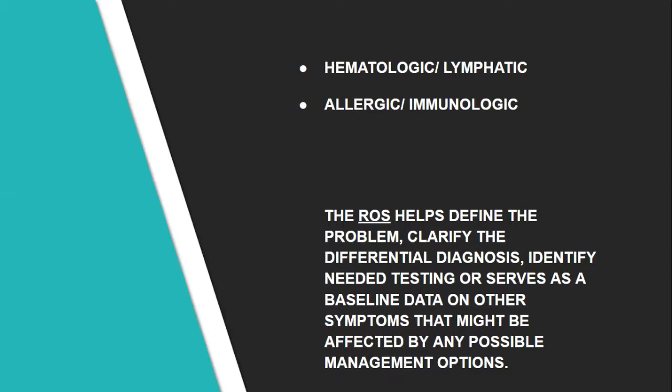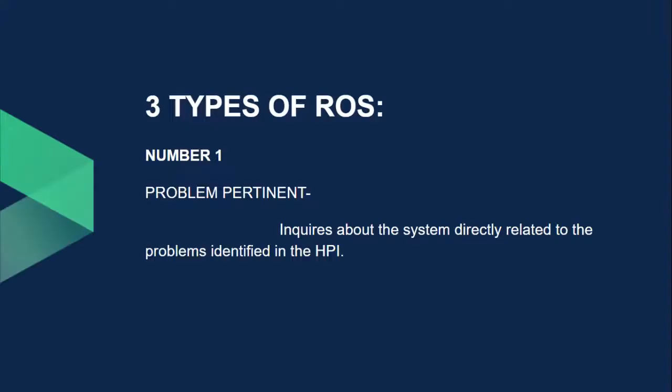And remember, you have this in the guidelines of your CPT, sorry, with your evaluation and management. There are 3 types of review of systems. The number 1 is pertinent problem, which inquires about the system directly related to the problems identified in the HPI, which if we look at our lower back pain would be what? Our musculoskeletal system.